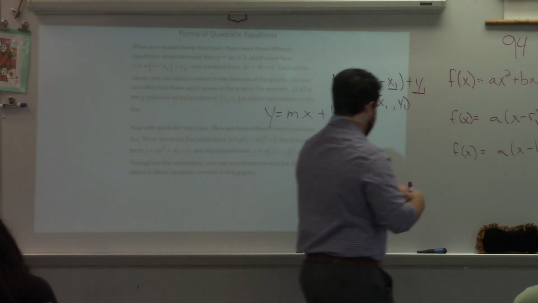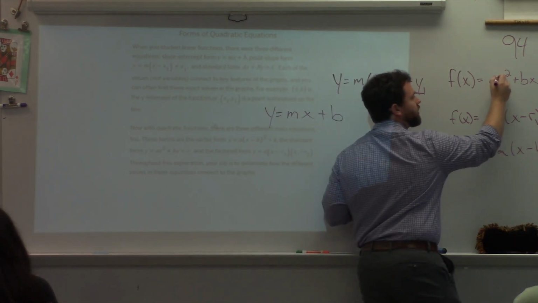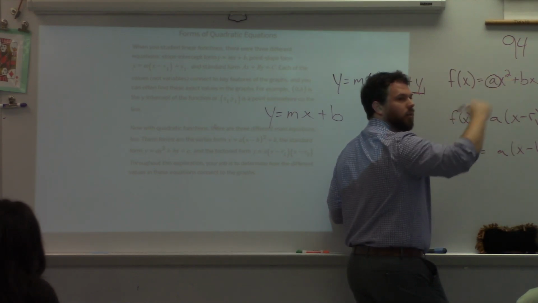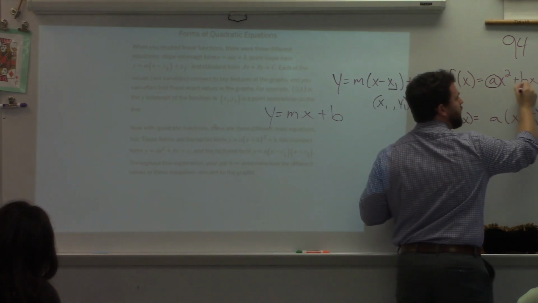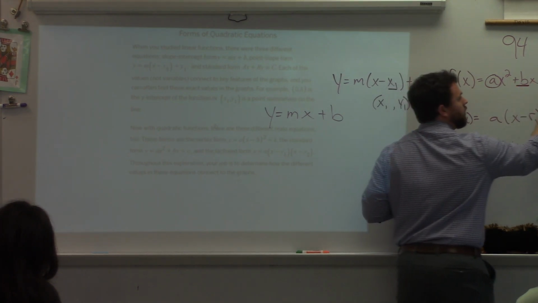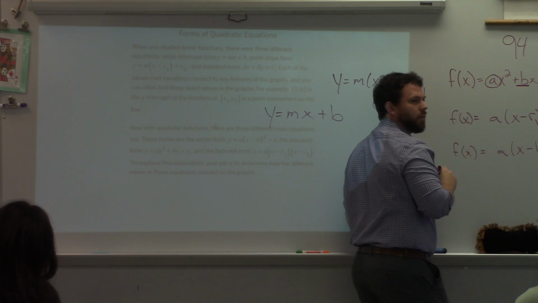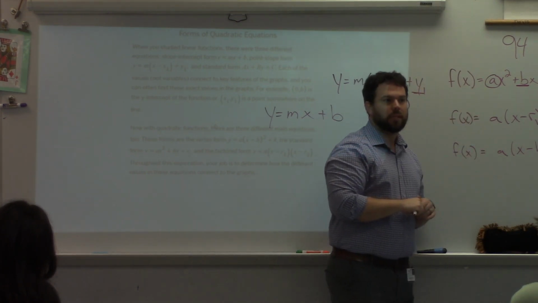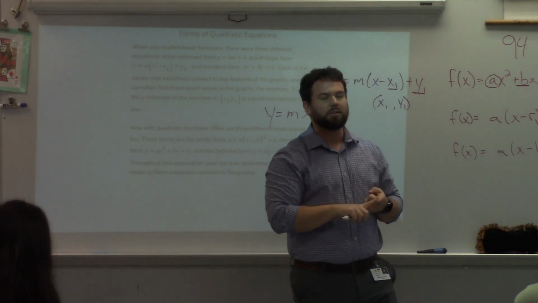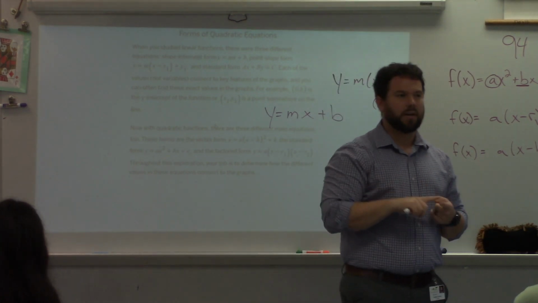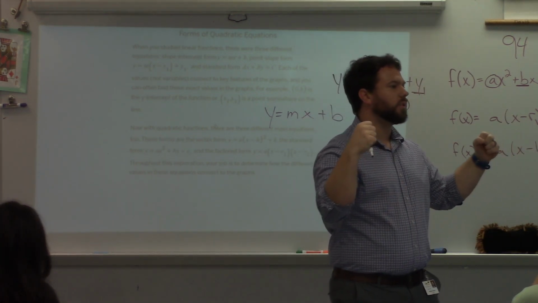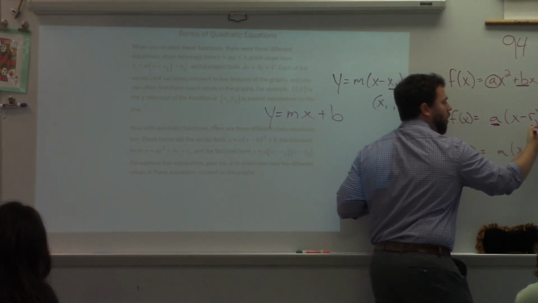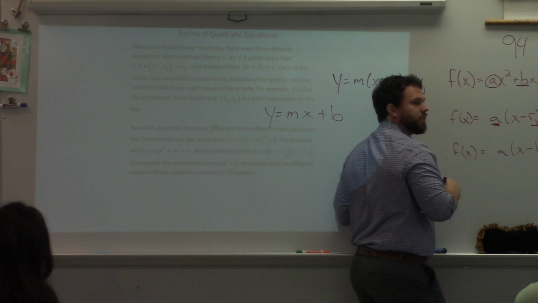So what we're trying to find out today when we come back from lunch is this. What does a in standard form tell me about the graph? What does b tell me about the graph? What does c tell me about the graph? Notice what's the only thing that I skipped? The x, because x is not a value, x is a variable. So keep in mind value versus variable.